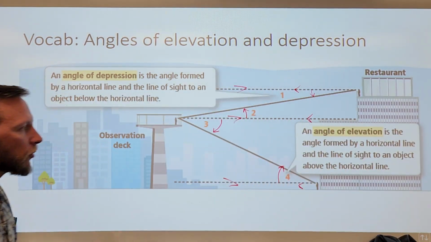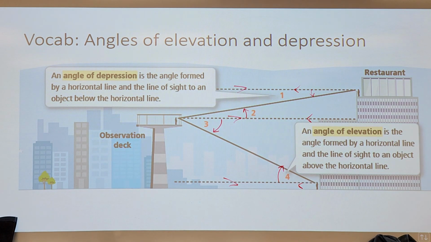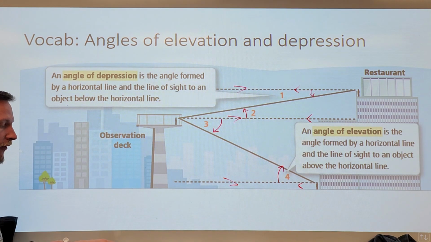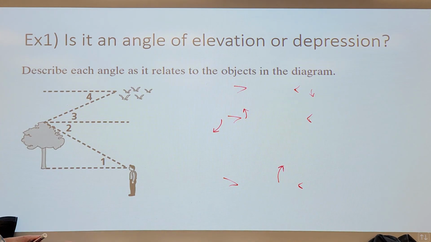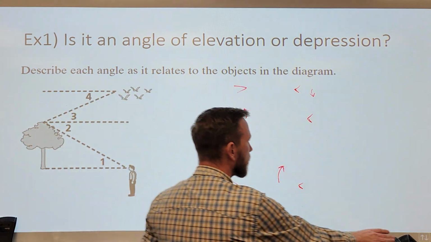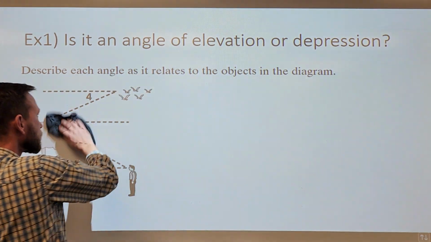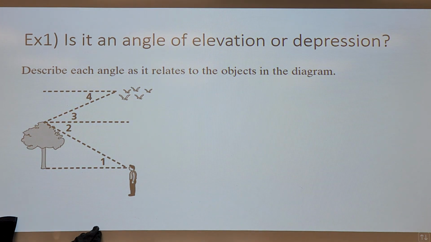And so we're going to do a little bit of describing our situations as, hey, is this an angle of elevation that we are viewing from, or is it an angle of depression that we're viewing from? All right, so keeping that vocabulary straight is going to be helpful to us. So in this picture, go ahead and draw that diagram, and then describe each angle as it relates to the objects in the diagram.